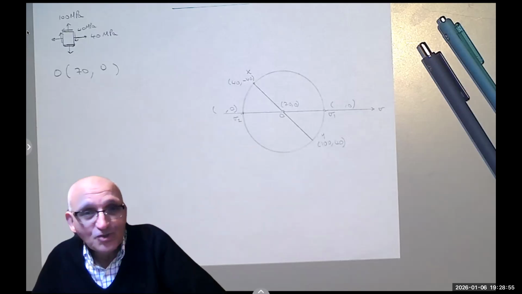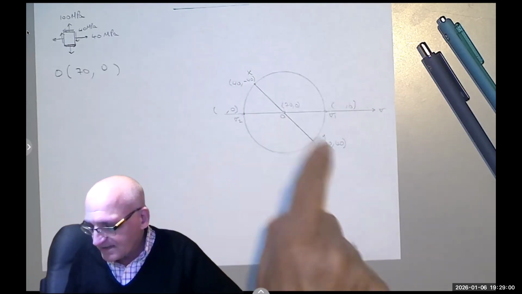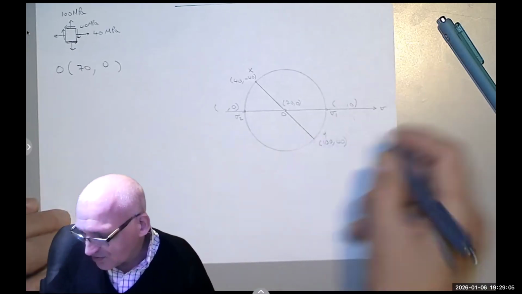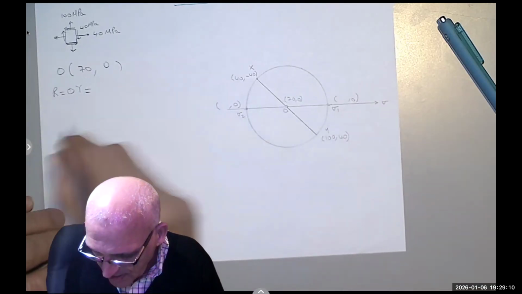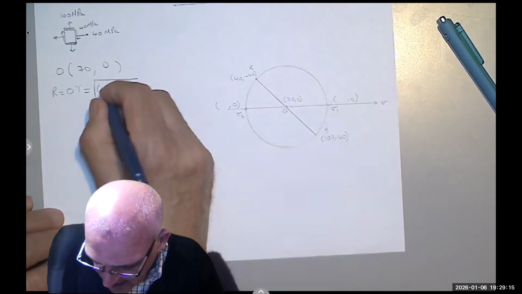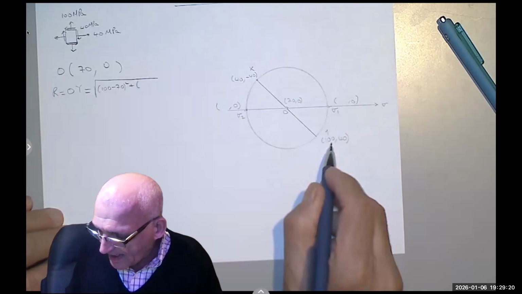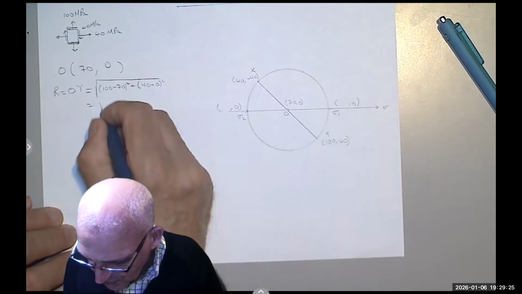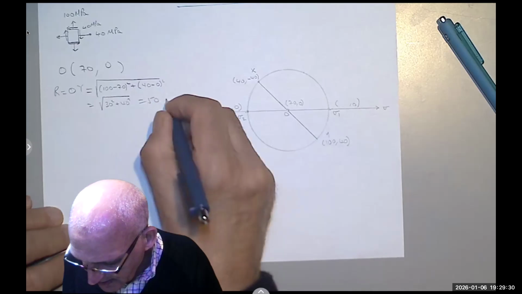Well, there are 2 ways, and both of them are equivalent. The first way is to apply the distance formula, right? So if I call this point Y, I can say the radius, which is OY, equals the square root of (100 minus 70) squared plus (40 minus 0) squared, which equals the square root of 30 squared plus 40 squared, equals 50 megapascal.